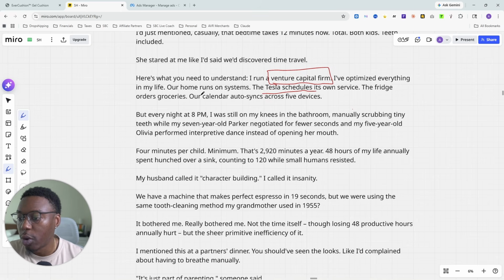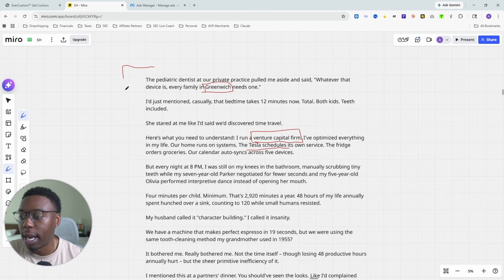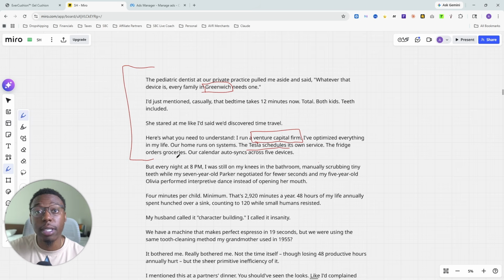Okay, so then we start to get into the pain and problem there. But what did you notice initially based off of what I highlighted? This is the hook. This is the first thing that people are going to start reading. It's very important. No one will click the button to get to your product page unless the first part of the story speaks to them. So what is important here? I highlighted that the person I'm speaking to has money and is rich. Greenwich is a rich town. You have to have a lot of money to live there. This particular person runs a venture capital firm.